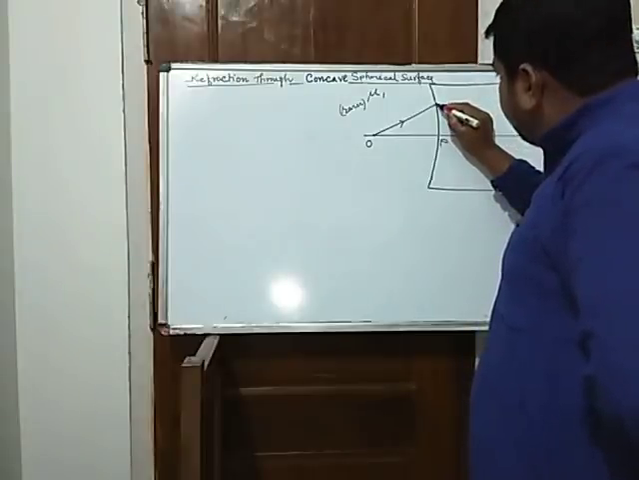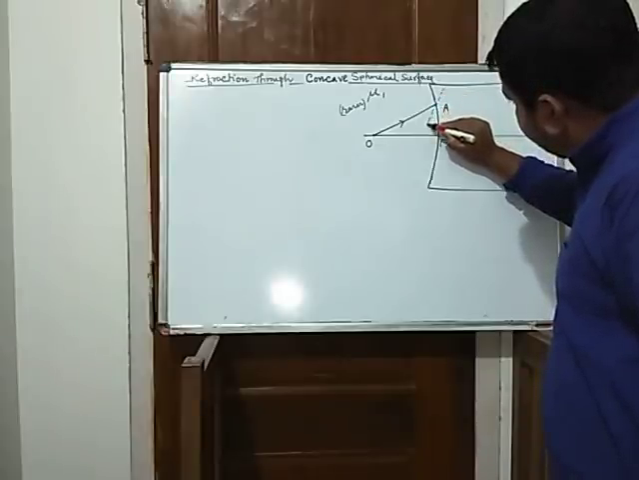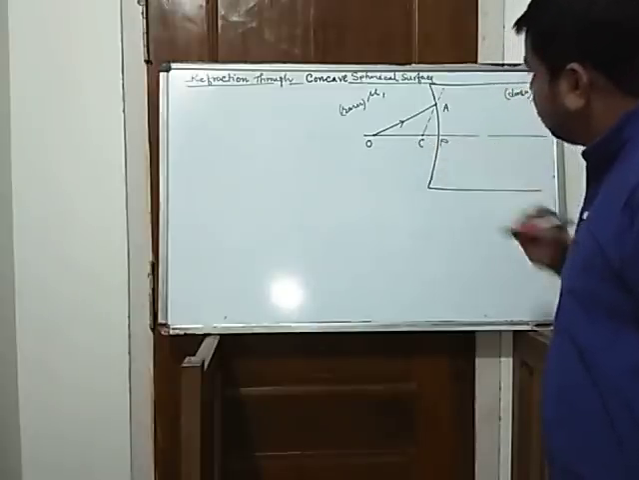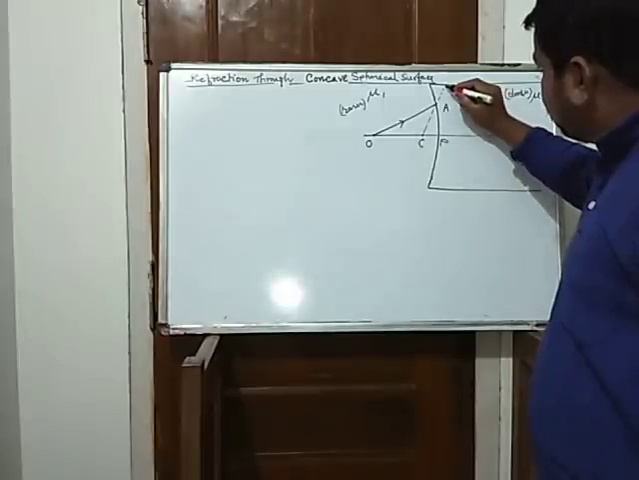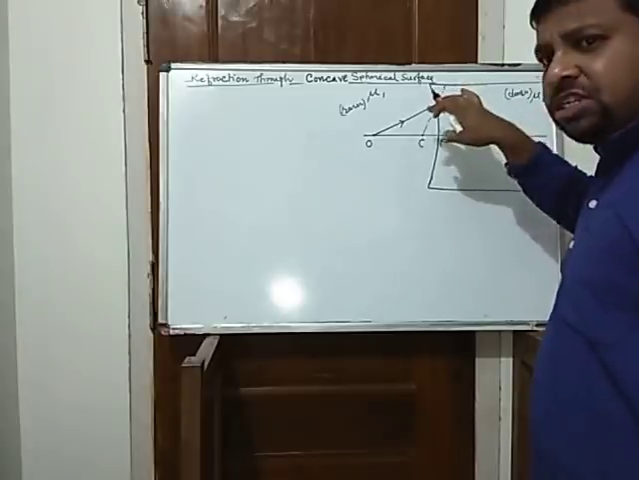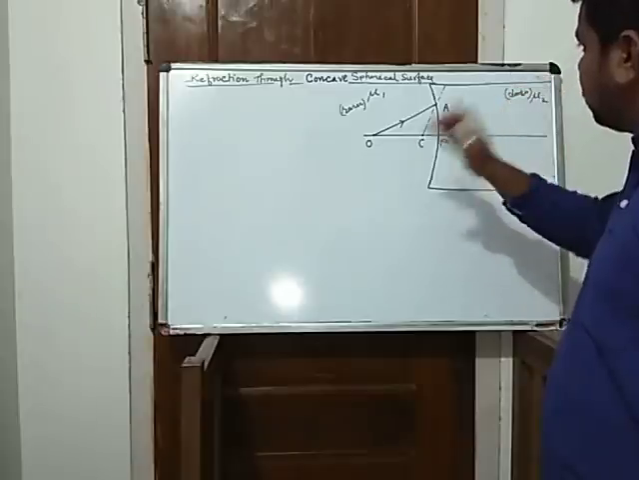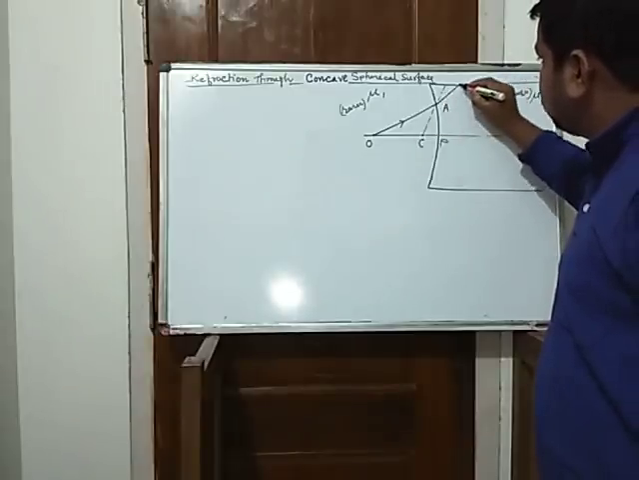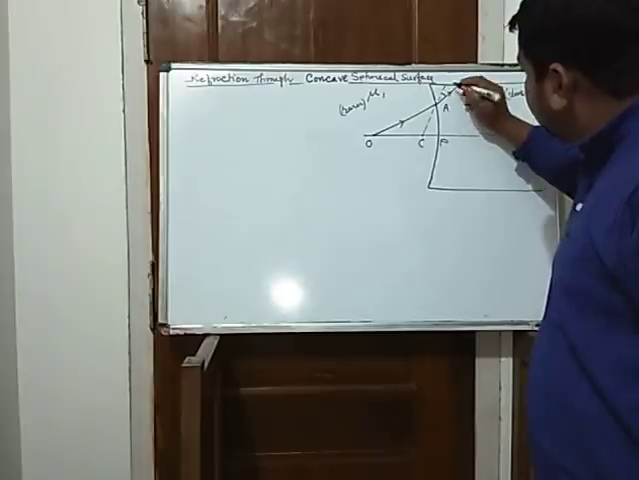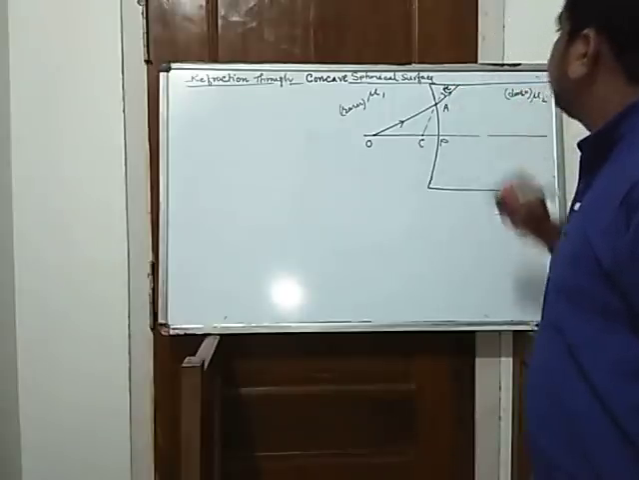If we draw a normal at the point of incidence, so this is the normal. This normal is passing through the center of curvature. This is C, the center of curvature. We know the refracted ray bends towards the normal after refraction when it travels from rarer medium to denser medium. When it travels from rarer to denser, the refracted ray bends towards the normal. Like this, it bends towards the normal. This angle is the refracted angle, R.